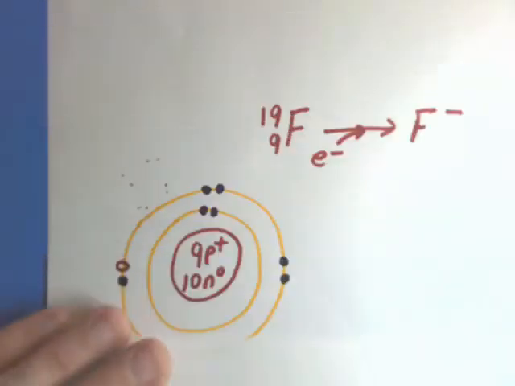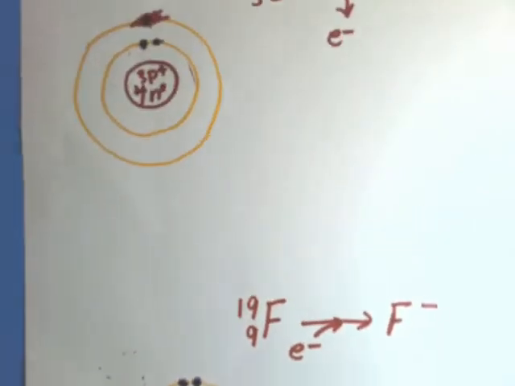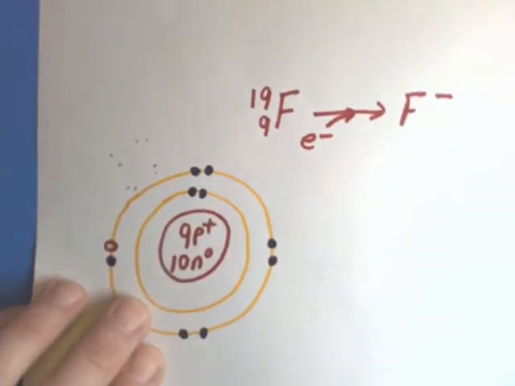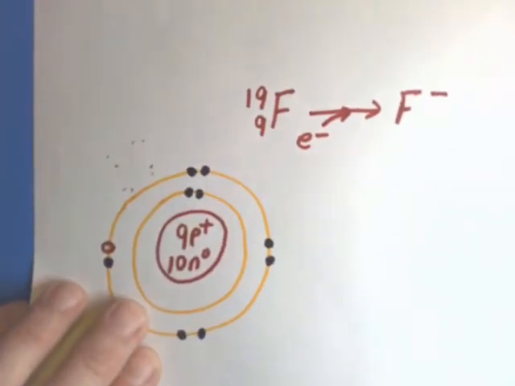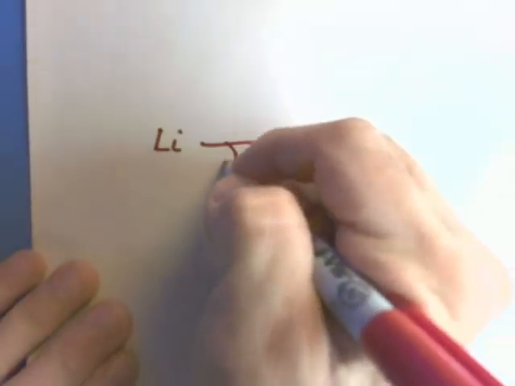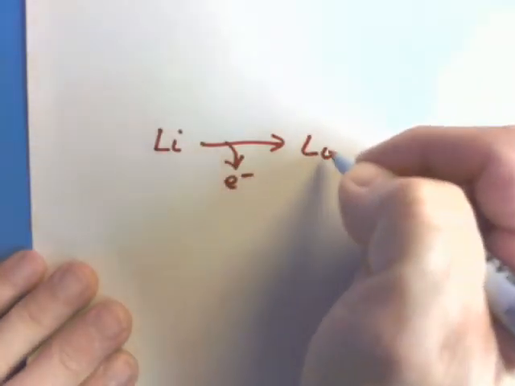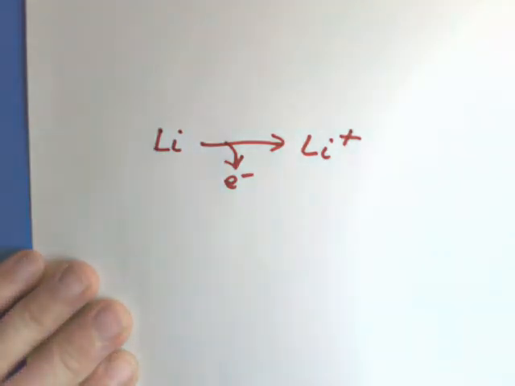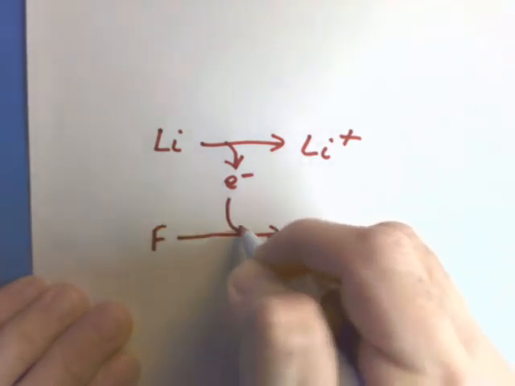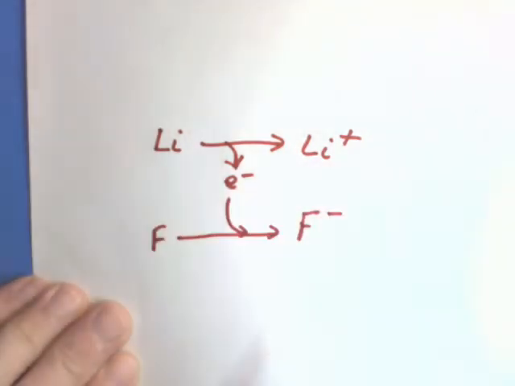So let's rethink what we've got already. You know what happens to lithium when it wants to stabilize itself. You know what happens to fluorine when it wants to stabilize itself. What if those two things happened very close to each other? What if those two events happened in the same vicinity? Lithium is going to give away its valence electron and become a lithium ion, and fluorine is going to gain an electron, let's say that one for argument's sake, and is going to become a fluoride ion.